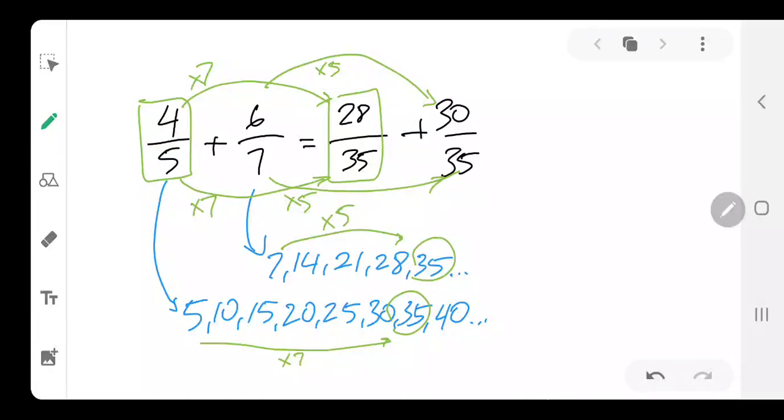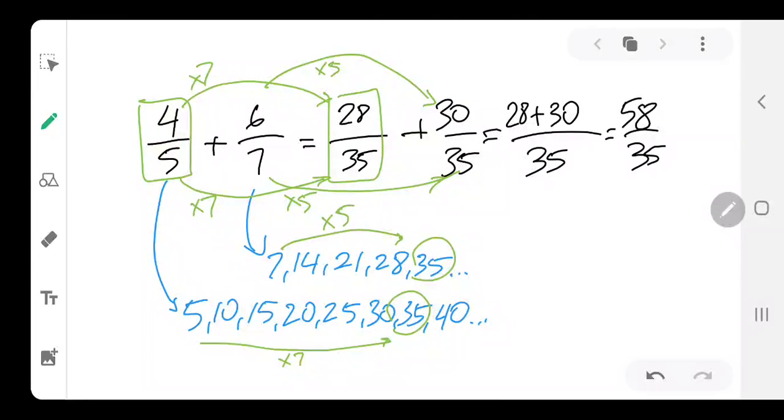Okay? Now we're in familiar territory. Now we're just adding two fractions that have the same denominator, and to do that, we simply add the numerators together. That's 28 plus 30, and that's going to give us 58.